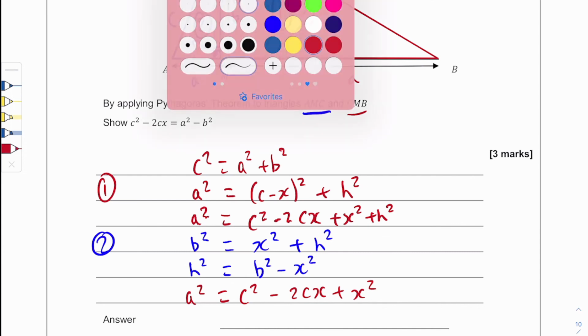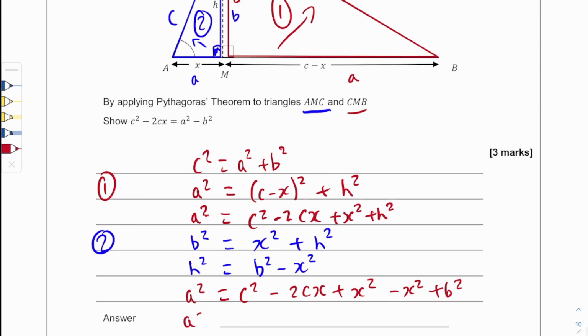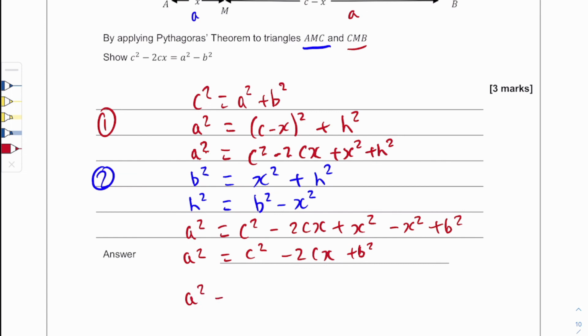Right, so let's carry on now. So we've got plus X squared, then we've got minus X squared, and plus B squared, okay? We'll then simplify, so we end up with A squared is now equal to C squared minus 2CX, and then we've got plus B squared. And we just need to rearrange this now so that we've got it in this form. So what we're going to do is take B squared away from both sides, and we will be left with A squared take away B squared is now equal to C squared take away 2CX, and that is what they wanted us to show for the question.